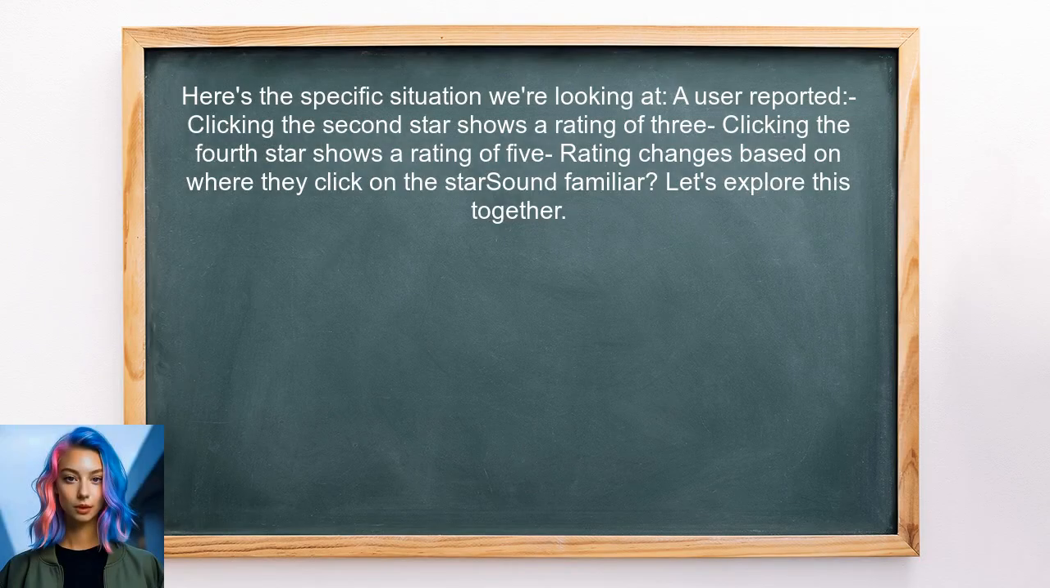Here's the specific situation we're looking at. A user reported that when they click on the second star, it shows a rating of 3, and clicking the fourth star gives them 5. They also noticed that the rating changes based on where they click on the star. Sound familiar? Let's explore this together.